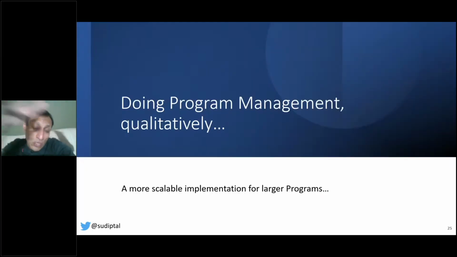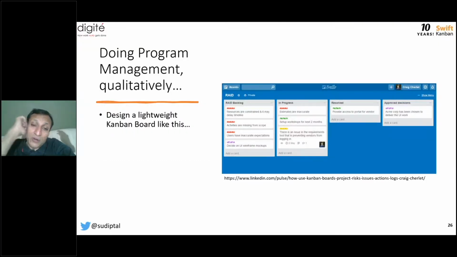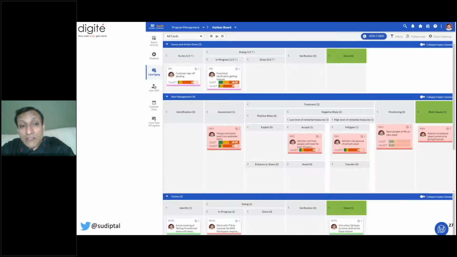Now, we talked about the quantitative dimensions. Let's look at the qualitative dimensions, right? So if I look at the qualitative dimensions, like I said, I could look at a very simple, lightweight board. You could just go to Trello and track your risks, action items, issues, whatever you have. It works, but if you want to be more disciplined, more systematic and more diligent about it, and make sure that things don't slip left, right, and center, then you need a lot more sophistication here.